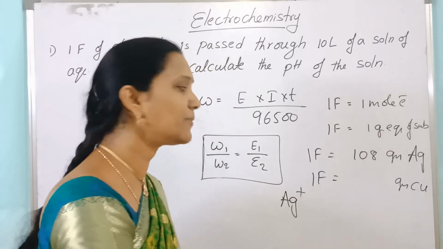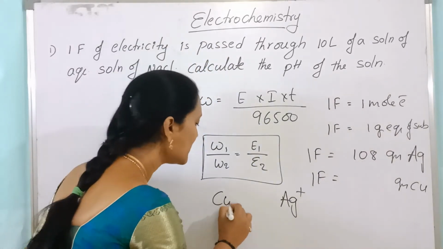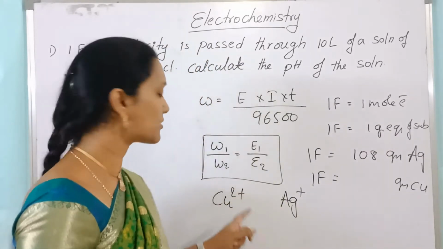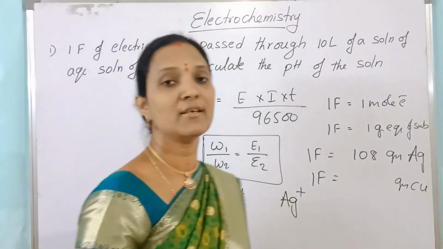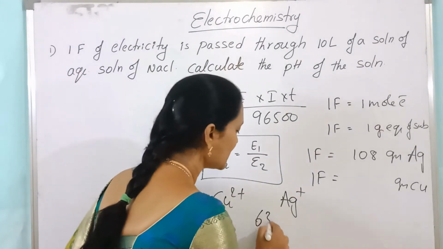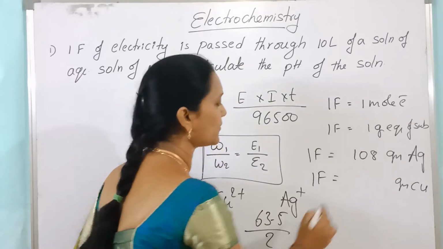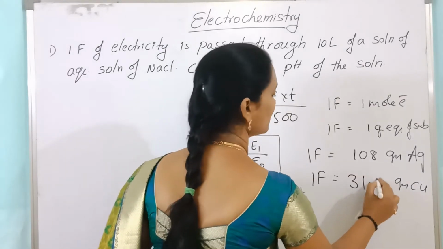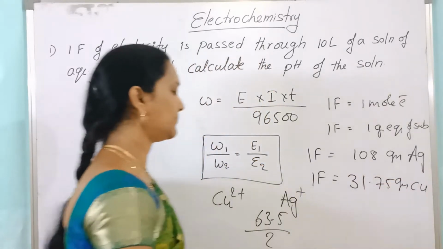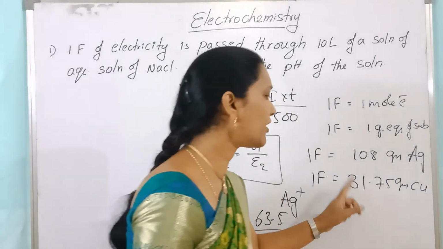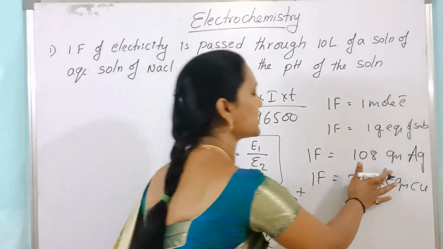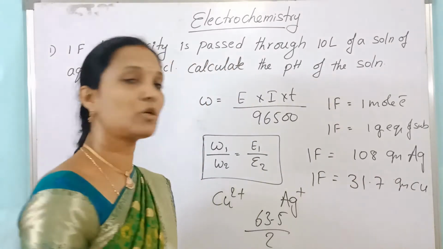So what is the equivalent mass of copper? Copper is Cu plus 2 to Cu, so atomic mass 63.5 by 2, which is equal to 31.7. So roughly we can use 31.7 grams of copper.